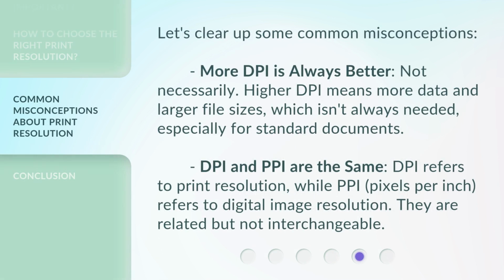Let's clear up some common misconceptions. More DPI is always better. Not necessarily. Higher DPI means more data and larger file sizes, which isn't always needed, especially for standard documents. DPI and PPI are the same. DPI refers to print resolution, while PPI, pixels per inch, refers to digital image resolution. They are related but not interchangeable.